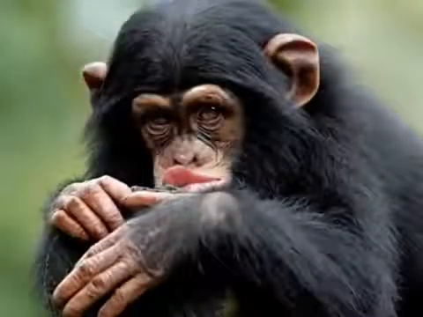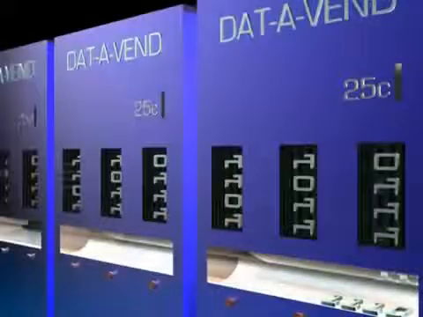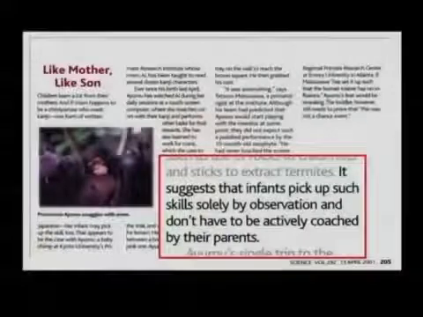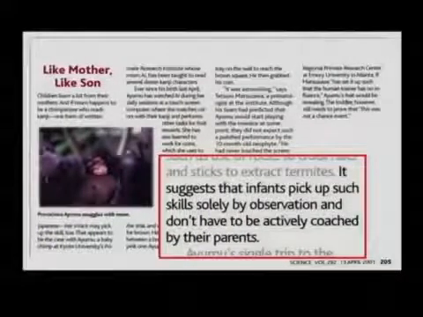Then she had a little baby chimp. And the baby was so small it couldn't really walk yet. And the mother was doing the experiments. And one day she gets the coin and goes to the vending machine and leaves the baby. And the baby pulls itself up to the computer, turns it on, the script comes up, selects the color, and then grabs the coin. And the scientists were shocked. Who taught the baby? The answer is very important. It suggests that infants pick up such skills solely by observation and don't have to be actively coached by their parents. This is exactly what happens to us when we are children.